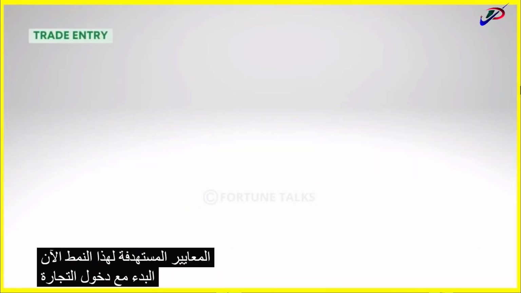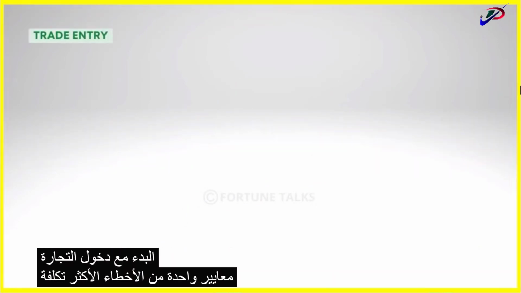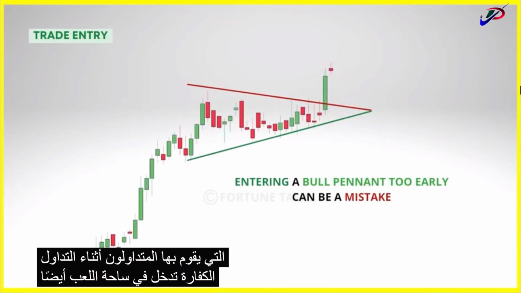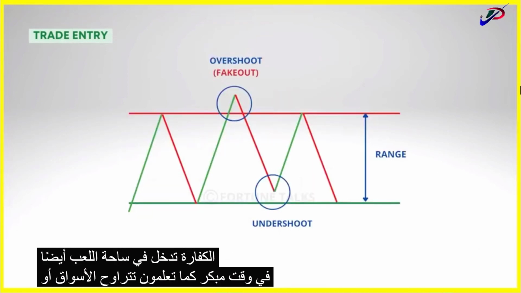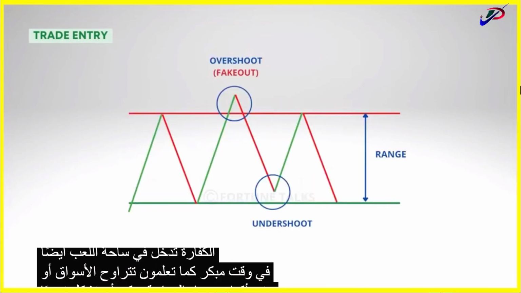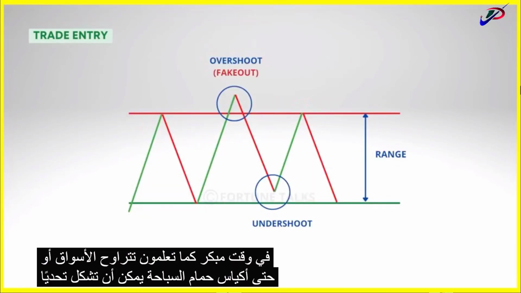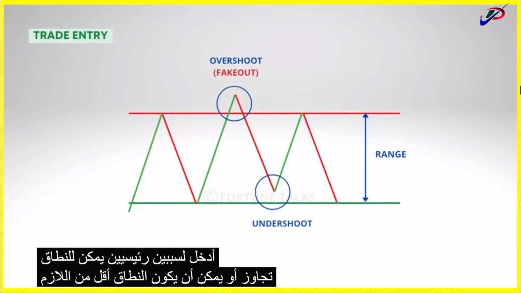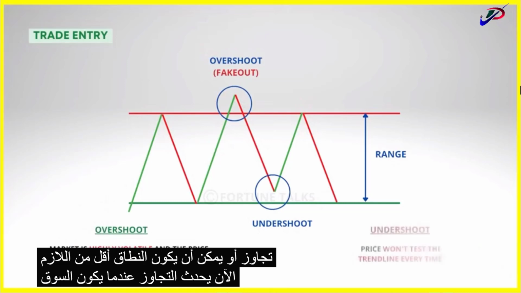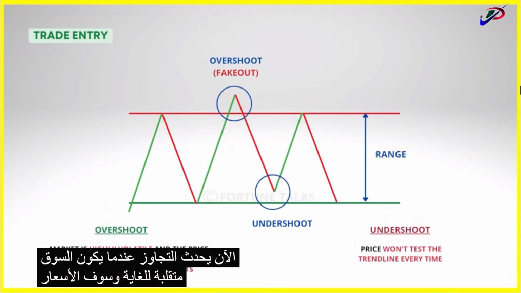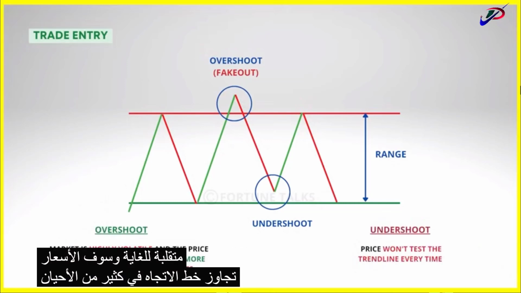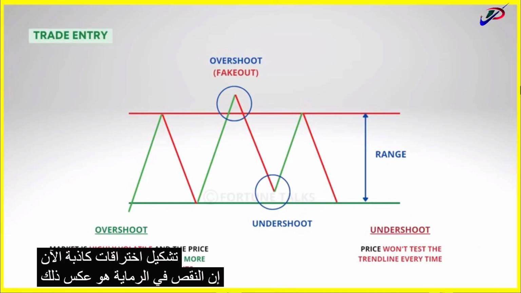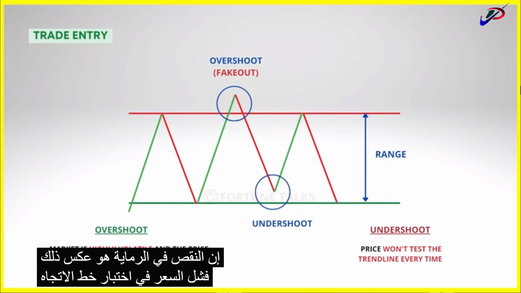Now starting off with the trade entry criteria, one of the most costly mistakes that traders make while trading the pennants is entering a bull pennant too early. As you know, ranging markets or even pullbacks can be challenging to enter for two main reasons. The range can overshoot or the range can undershoot. Now overshooting happens when the market is highly volatile and the prices will move beyond the trend line more often, forming false breakouts. Now undershooting is the opposite, that is the price fails to test the trend line every time.